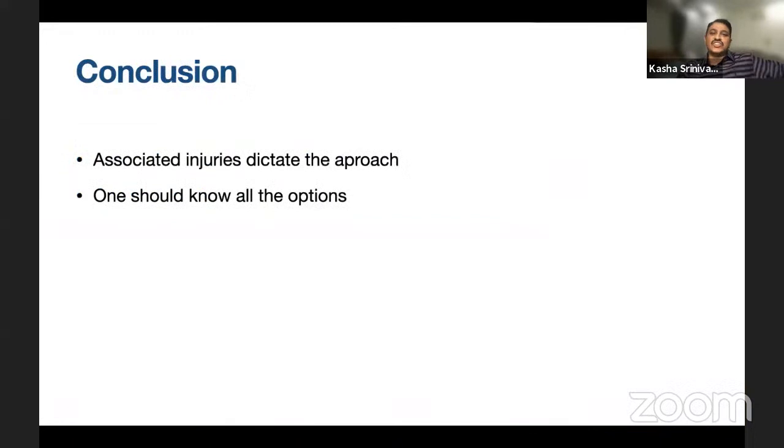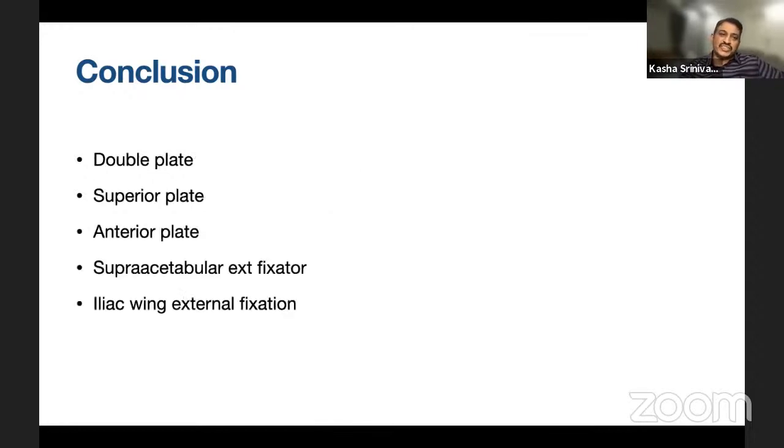In conclusion, the associated injuries dictate the approach, and they are more commonly associated in case of a pelvic fracture. Almost 20 to 30% of the time you have associated injuries, and one should know all the options. And coming to symphysis pubis, double plate has more stability compared to superior plating, which in turn has better stability than anterior plate. Next comes the supraacetabular external fixator, and last is iliac wing external fixation.